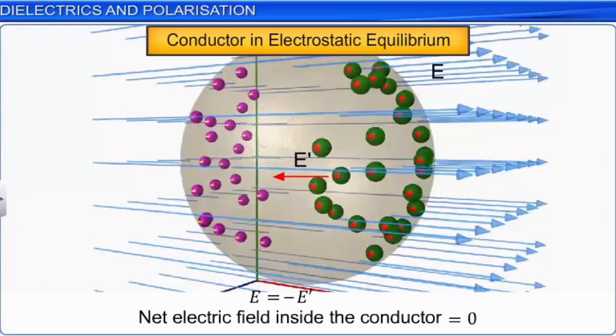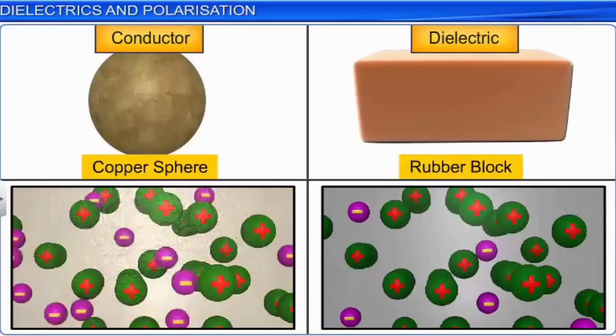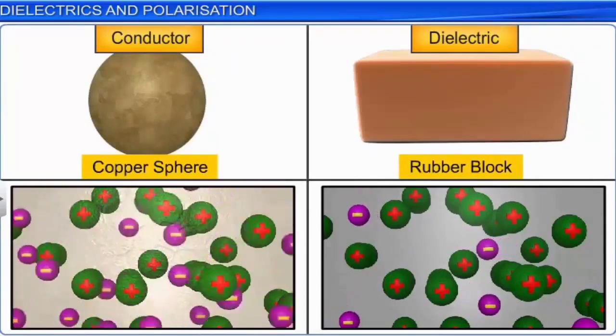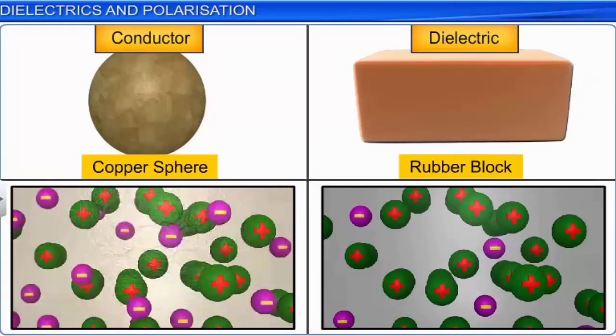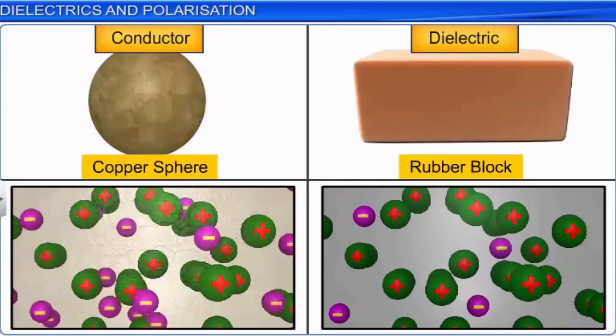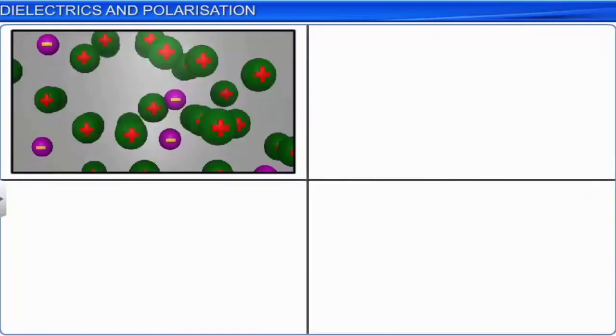Unlike conductors, dielectrics like rubber are those materials in which there are either practically no free charge carriers or free charges. Dielectrics are electrically non-conducting materials. A dielectric material can be made of either polar molecules or non-polar molecules.